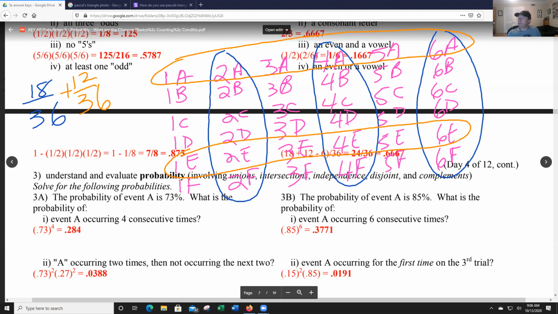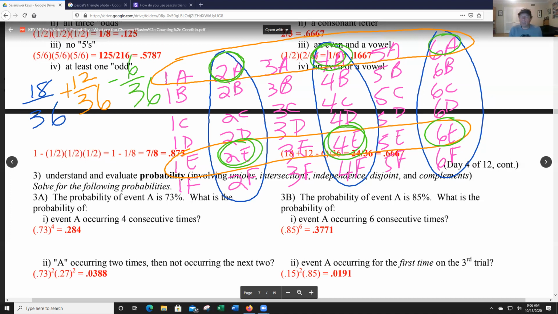What's great about this prompt is you can physically see the intersection. Here's an intersection right here. Here's an intersection right here. Here's one right here, and right here, and right here. There are 6 of them.